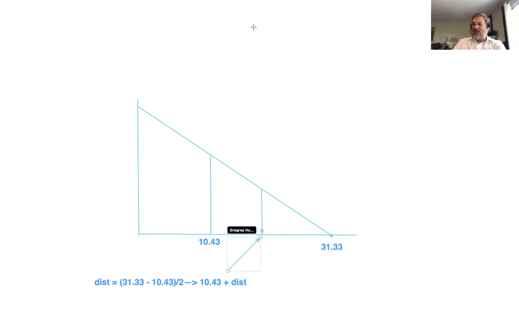Yeah. So I'll do my little calculator here and just make sure I agree with you before we put it in. 31.33 minus 10.43 is 20.9. Divided by 2 is 10.45 plus 10.43, and I get 20.88. That's what I got. Is that what you got?